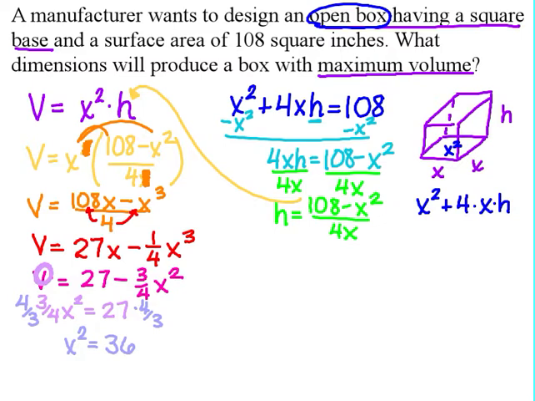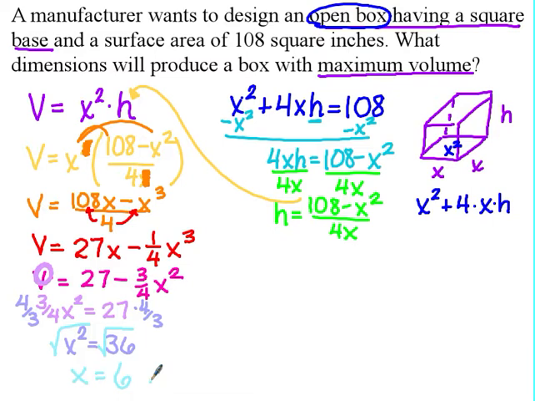So now to solve that, I'm going to take the square root. Normally I take the plus or minus square root, right? But it doesn't make sense that I would have a negative side, because x is a side. So I'm just going to use the positive. So I get x to equal 6.